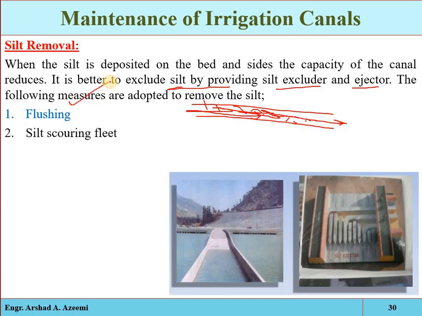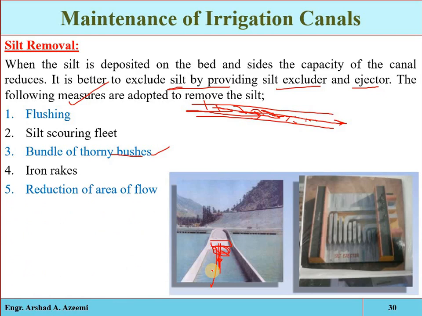Second one is the silt scouring fleet. Okay, it is a type of blade. For example, it is attached to a vehicle, for example a tractor, and then it is moved along the bed of the irrigation canal, so the silt will be removed or conveyed into the downstream portion. Okay, and also we have a bundle of thorny bushes. Okay, this is just a local method: a bundle of bushes is taken and the canal is cleaned with the help of those bushes.